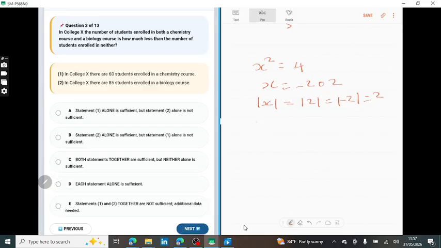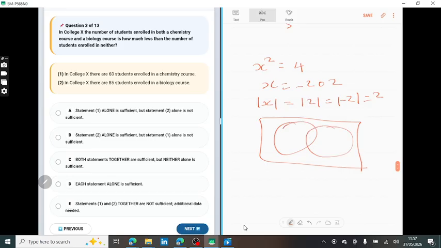So this is our Venn diagram. We have S, C minus S, B minus S, neither, total. When we add everything together, it will give us total. Statement 1 is only talking of chemistry, not sufficient. Statement 2, biology, not sufficient. When combined together, we can still find S minus neither or neither minus S, because we still don't know the total. So we select E.